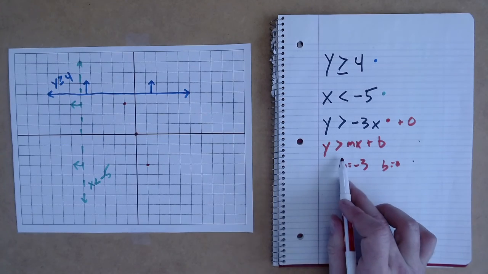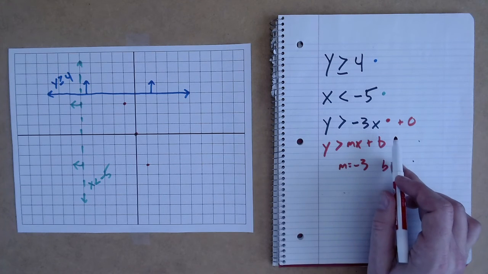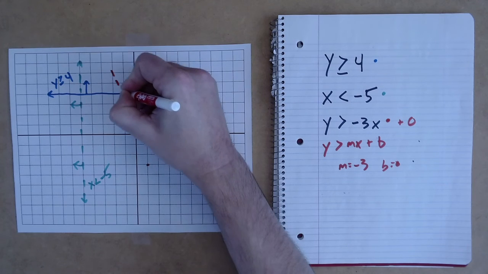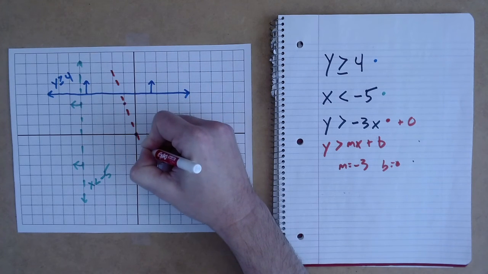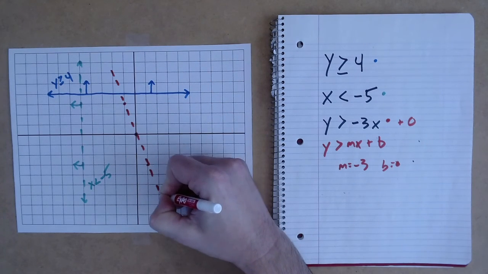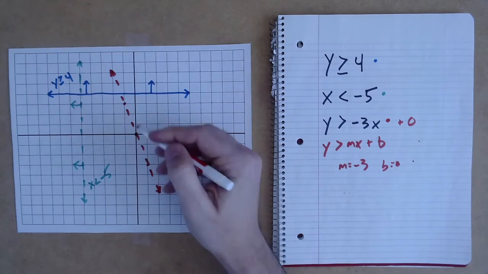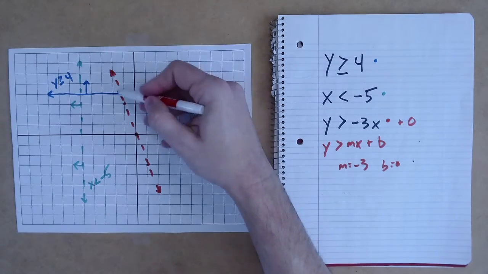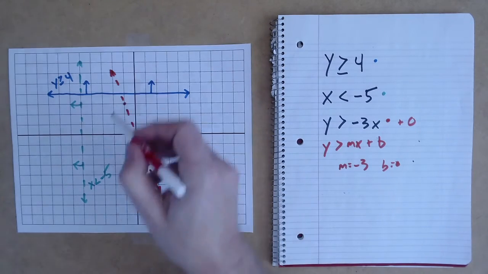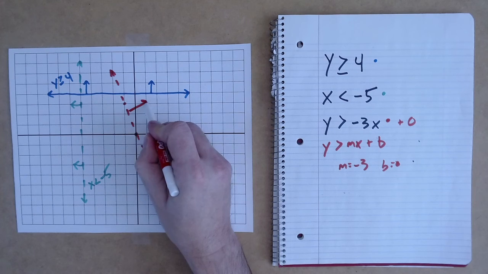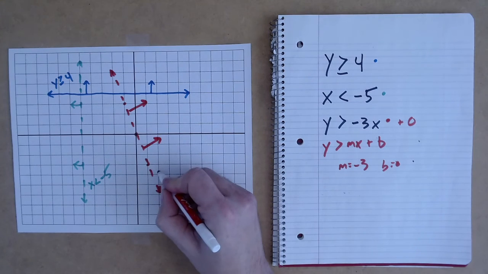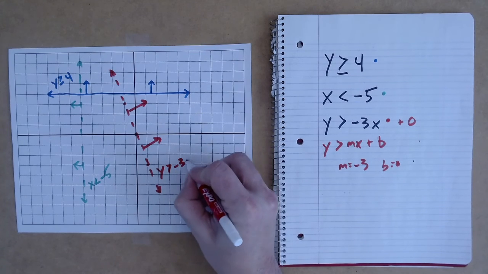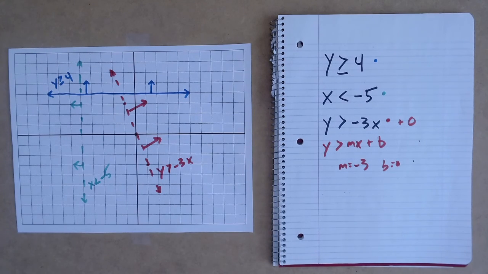Where is y greater than? Y is greater than this, not equal to. So we know it's going to be a dashed line because we do not include the points on this line. So where is y greater than it? Well, y is higher than this line, over on this half plane, not this half plane. So we can draw little arrows like this and say that this is y is greater than negative 3x.